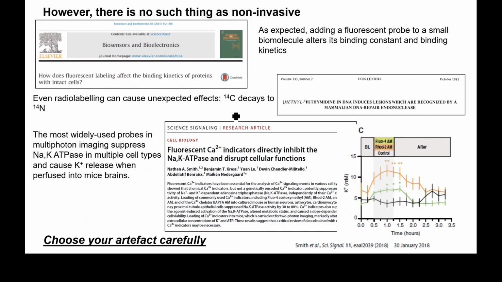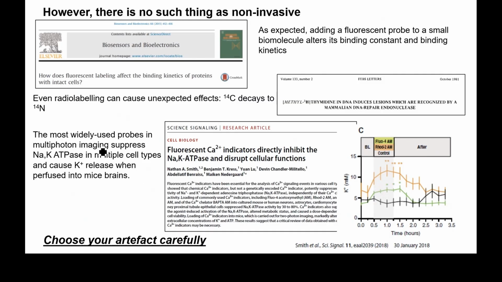So maybe we can use radiolabeling as an alternative to do some validations or checks, but we need to bear in mind that even if we use the most benign carbon-14 labeling, it's going to decay to nitrogen-14. It's transmutation. And this is going to leave unresolved valences, which are going to cause free radical reactions, particularly within cells, and damage to DNA.